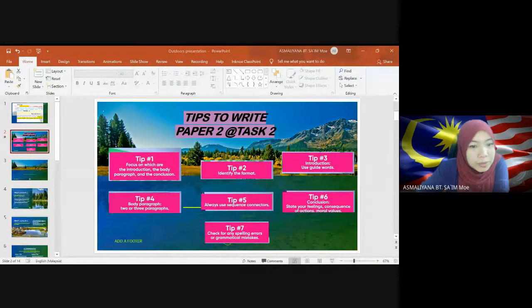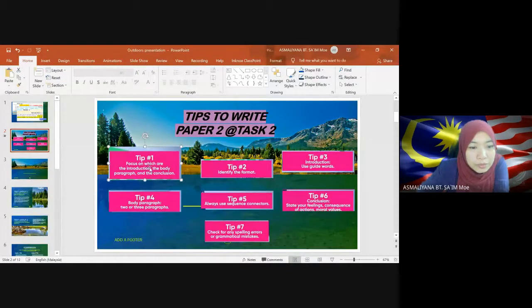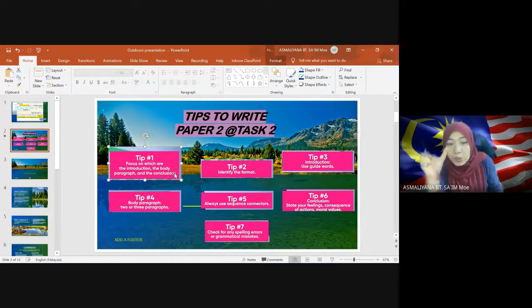Okay, tips to write paper. Paper 2, task 2. You need to have focus on which are the introduction, the body paragraph and the conclusion. Mesti tahu yang mana idea yang awak nak combine. Okay, introduction nak tulis pasal apa? What are you going to write in your introduction? Okay, body apa pula? Mana nak combine dengan mana? Giving examples. What are you going to write about in the body paragraph? Give examples of what happened, what about my feelings and everything. And then conclusion. Kalau conclusion, nak tulis apa?